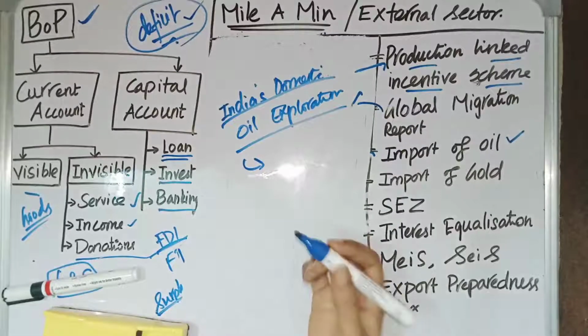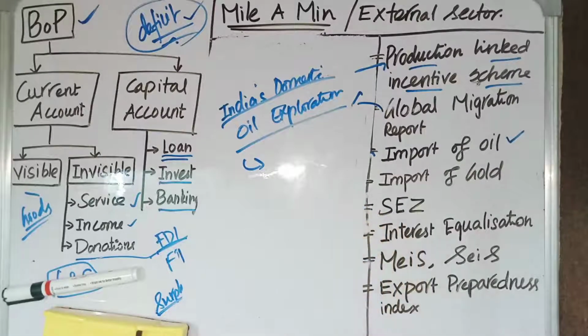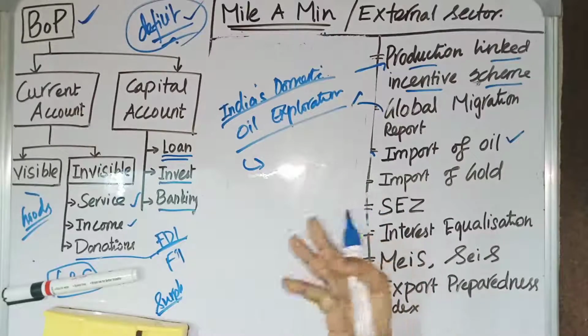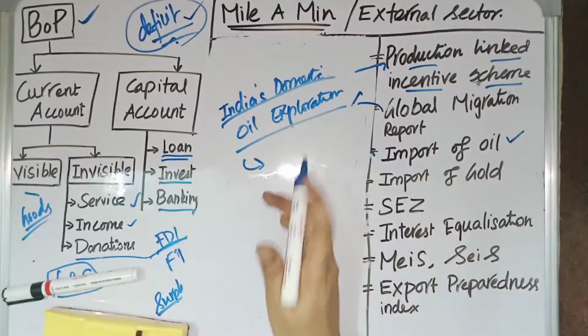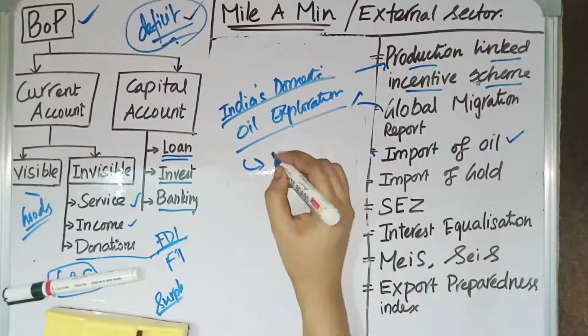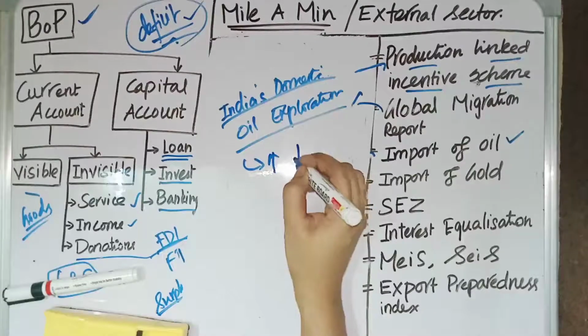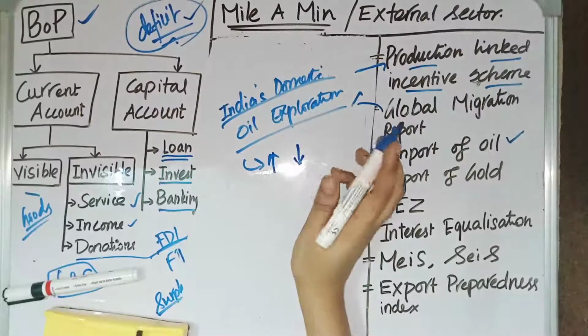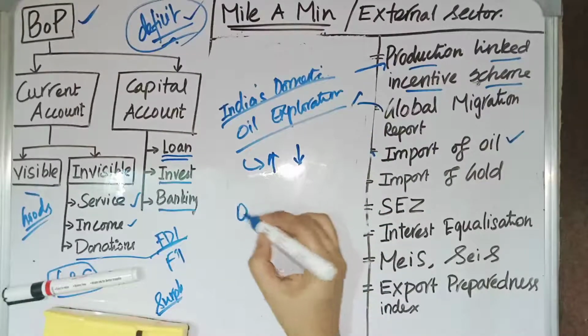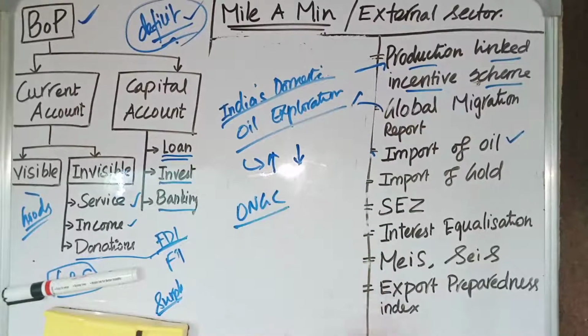This policy is under the Ministry of Petroleum and Natural Gas, and the main objective of this India's domestic oil exploration policy is to increase the production of crude oil and to reduce the import of crude oil. This is its main objective. And ONGC, you know ONGC, right? ONGC is the one which is mainly involved in exploring oil and gas in India.